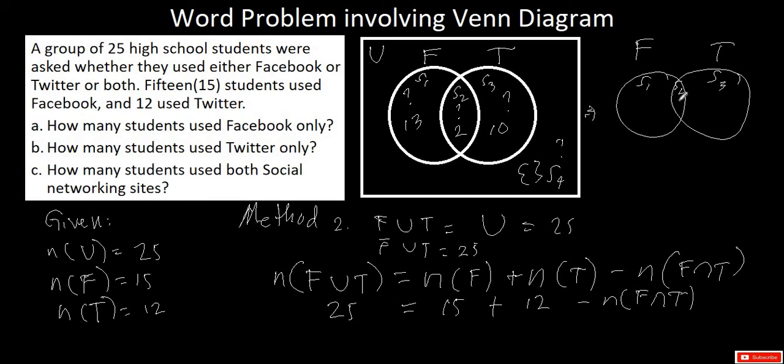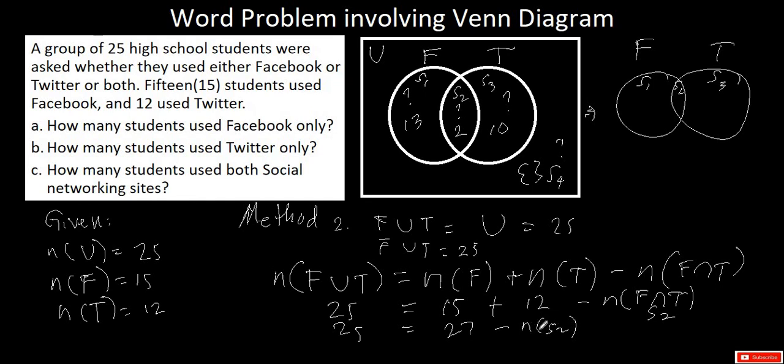here we can solve for the cardinality of F intersection T, or the cardinality of S sub 2 in the Venn diagram, right? Or S sub 2. Okay, so let's solve the equation and let's find out what will be the cardinality of S sub 2. So 25 is equal to what is 15 plus 12? It is 27. So 25 is equal to 27 minus the cardinality of F intersection T, or minus the cardinality of S sub 2.